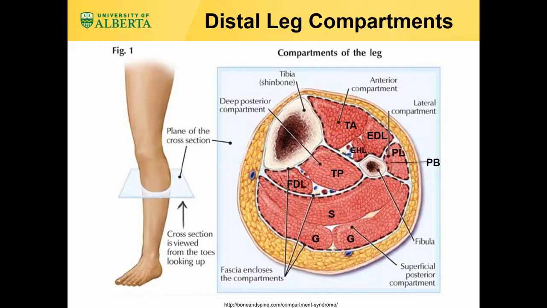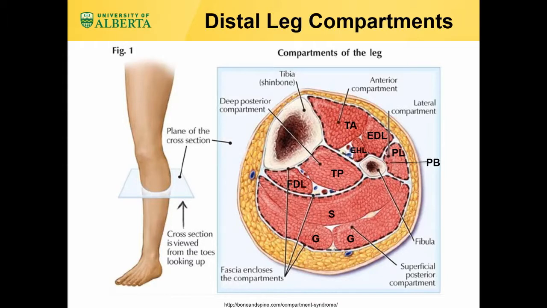This compartment contains the tibialis anterior, extensor digitorum longus, and extensor hallucis longus muscles. Also found within this compartment are the deep peroneal nerve and the anterior tibial artery. The lateral compartment is the second most common site of compartment syndrome in the leg. This compartment is formed by the fibula and the anterior and posterior intermuscular septums. It contains the peroneus longus and brevis muscles, as well as the deep and superficial peroneal nerves.